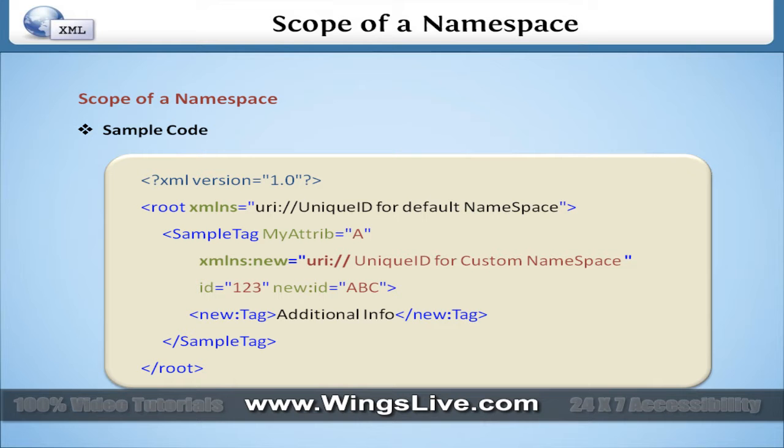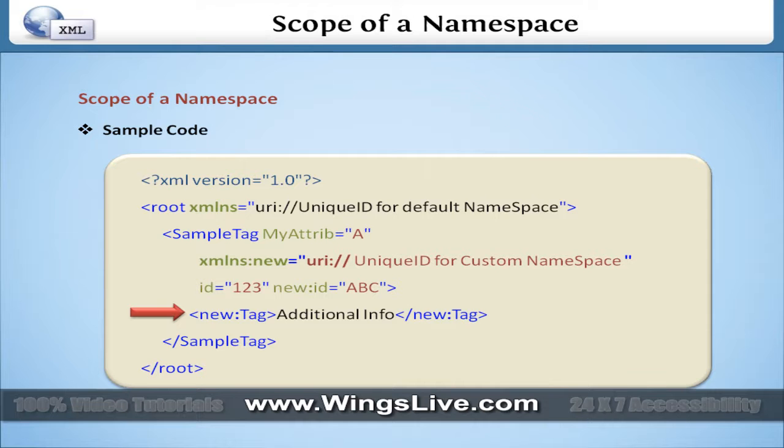Look at this sample code. In this example, the default namespace is the unique ID for the default namespace, given by the URI. All markup without a prefix comes from this namespace because there is no local name defined for it. However, within the sample tag element, another namespace is declared and associated with a new prefix. So it makes it easily possible to differentiate between two competing uses of the ID attribute that we defined here. Also, the second namespace, which is new, is responsible for the tag element. This is made explicit by the prefix.